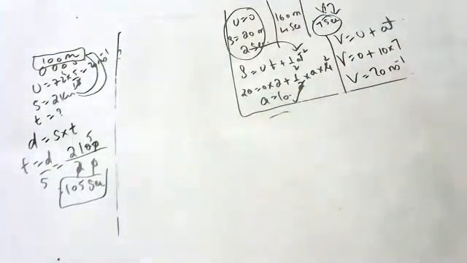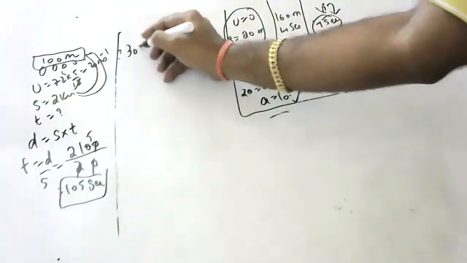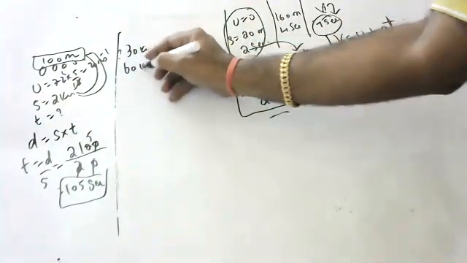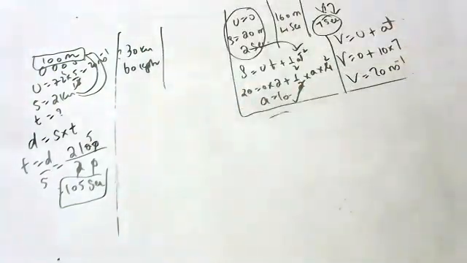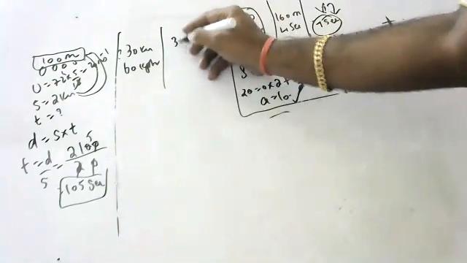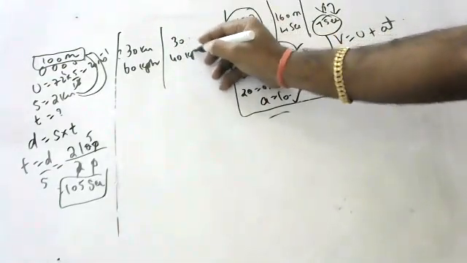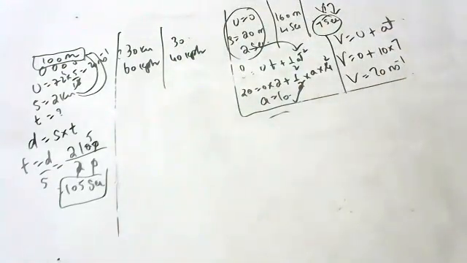Hansika, is there? Yes, sir. A car travels 30 kilometers with uniform speed. The first 30 kilometers it is going at 60 km/h, and the next 30 kilometers it is going at 40 km/h.